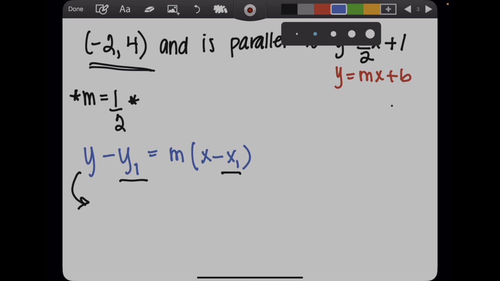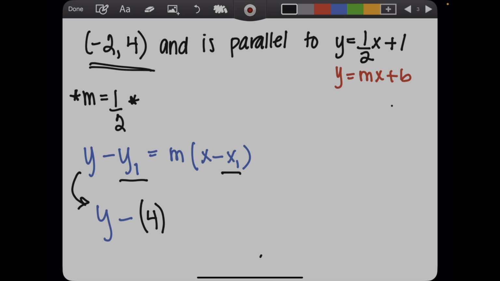So we would have y minus, our y value would be 4, equals our m value that we just determined was 1/2, right here, times x minus our x value, which is -2. So don't forget that negative sign.